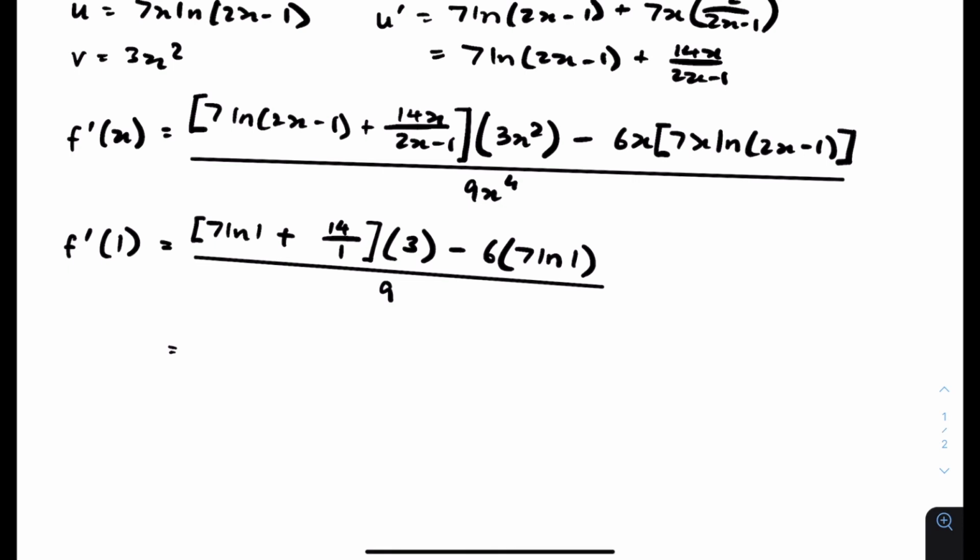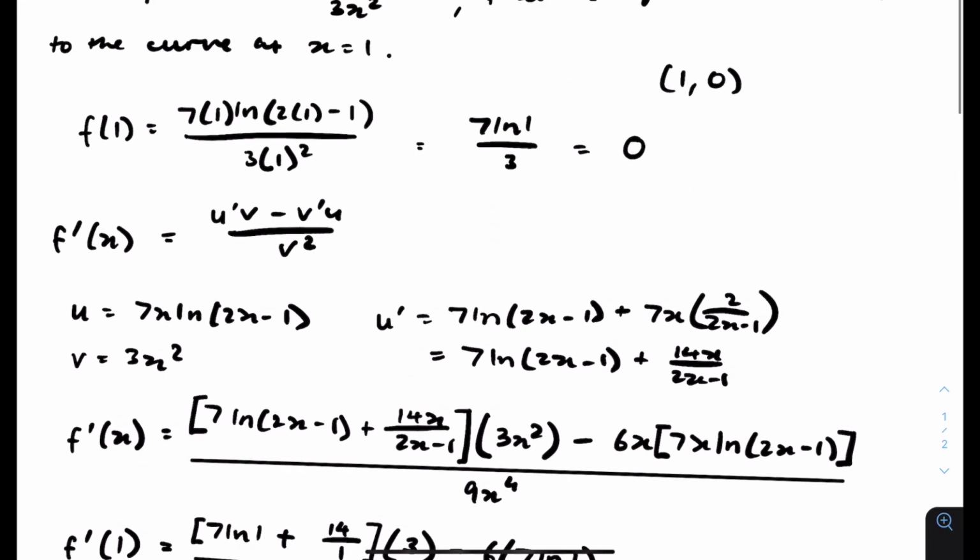so 7 ln 1 just becomes 0. So that's 14 times 3, which is 42. And then 7 ln 1 again becomes 0, so that last part cancels out, just becomes 42 over 9. And that's equal to 14 over 3. So the gradient, which is the derivative of f of x with x equals 1, is 14 over 3. So the gradient of our tangent is 14 over 3.